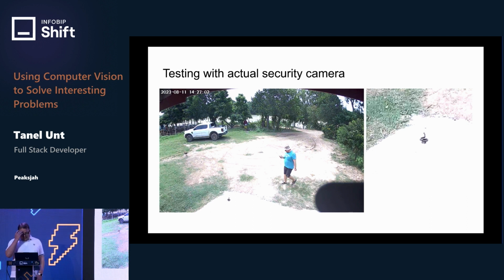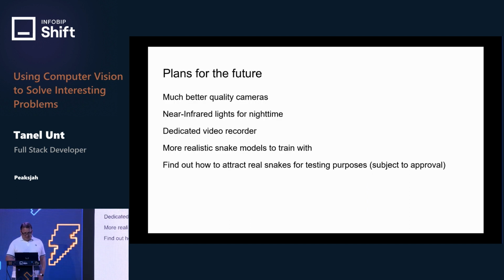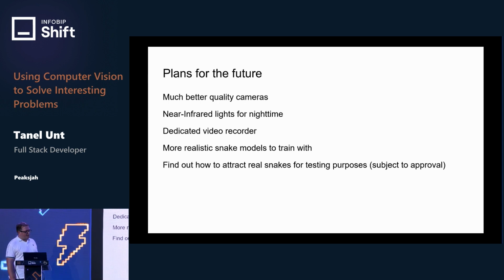So I was thinking, okay, what should I do next? What can I do next? So I actually plan to get much better quality cameras and near infrared lights for the nighttime, because snakes don't show up on infrared cameras. You have to have the near infrared lights. And then I need more realistic snake models. And I thought that I have to attract real snakes for testing purposes somehow. But I'm not sure if this one gets approval from my family. But maybe I will talk about this next year: how do you actually attract snakes to your house?